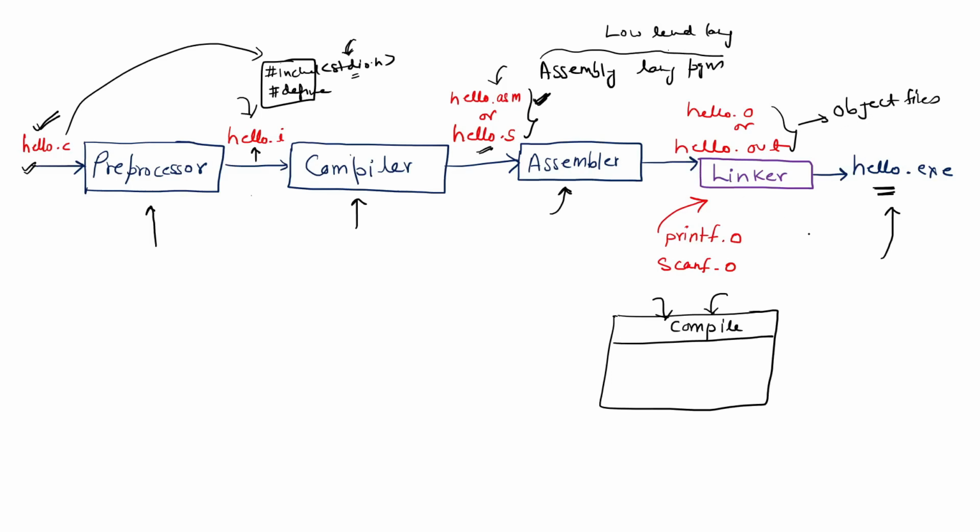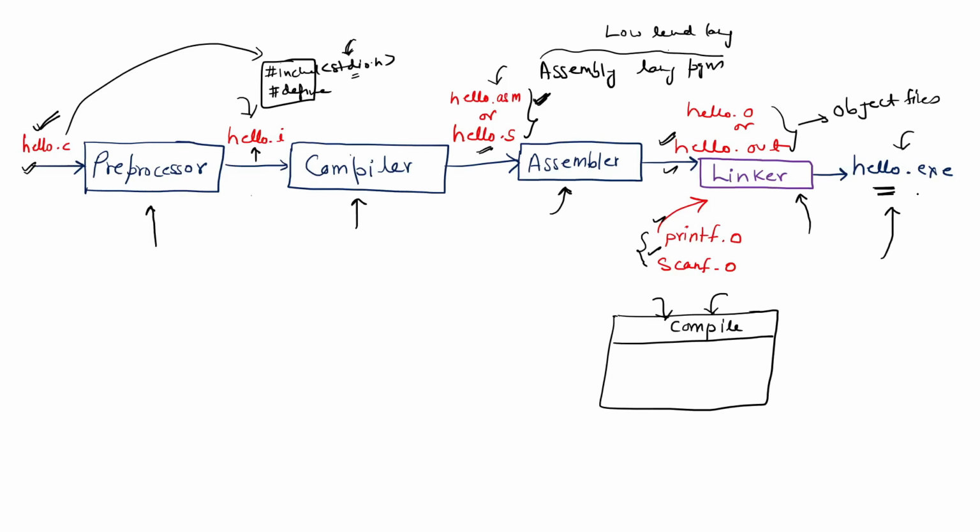Now here comes the linker. What is the role of the linker? As the name suggests, the linker links something. So what will it link? It will take our object file, let's say hello.o, and it will link printf.o and scanf.o, which are already present with the compiler. The linker will link all these files which are actually required, and after the linking phase is over, the linker will give us a new file called hello.exe.